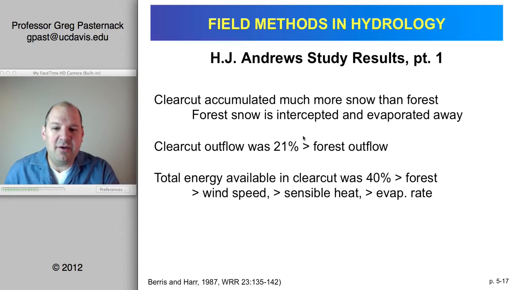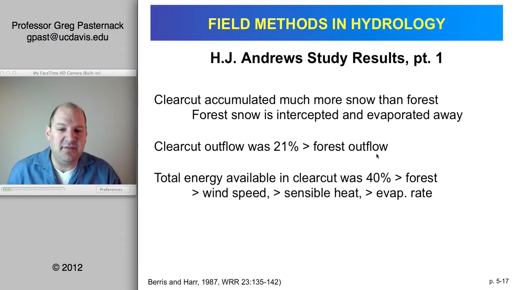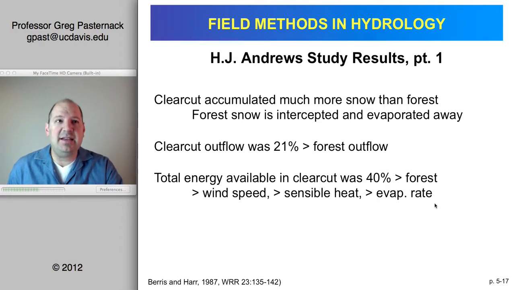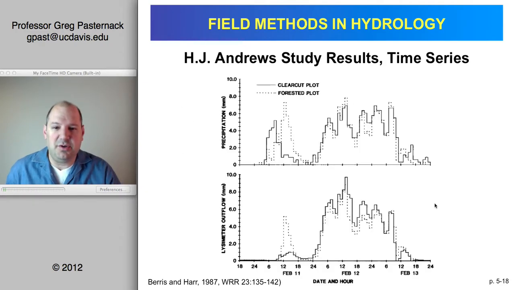Now, the clear-cut outflow was 20% higher than the forest outflow. So that means that the snow stored on the ground is protected by the presence of the canopy. The total energy available in the clear cut was 40% greater than that in the forest. And the clear cut had higher wind speed, sensible heat, and a higher evaporation rate. So let's look at some of the high frequency time series results.